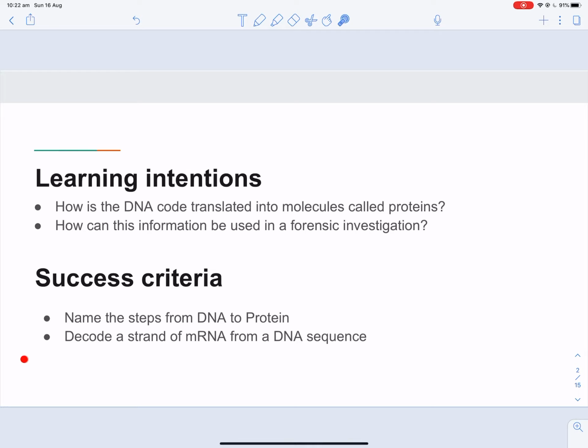And what we'll hopefully be able to get out of this is we'll be able to name the steps from getting from a DNA molecule to a protein molecule, and also be able to decode a strand of mRNA from a DNA sequence. And we haven't looked at mRNA yet, but that's what we're going to learn today.